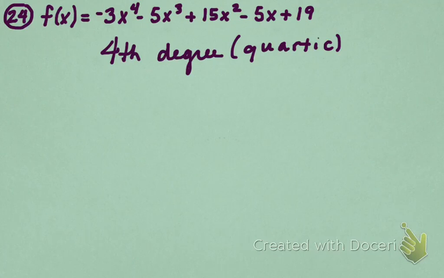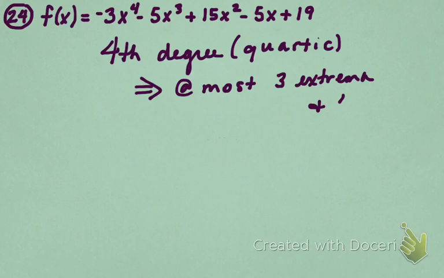Quartic implies that I will have at most, and you can have less than this, but no more than this, at most 3 extrema and 4 zeros. So you need to know that going into your calculator, otherwise you'll come up with some silly conclusions.